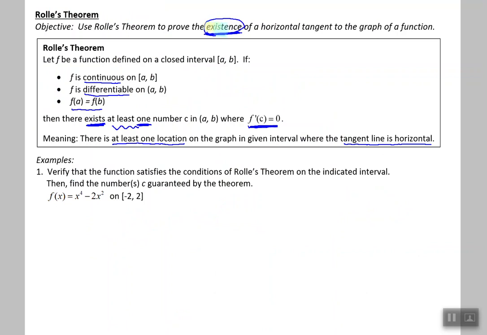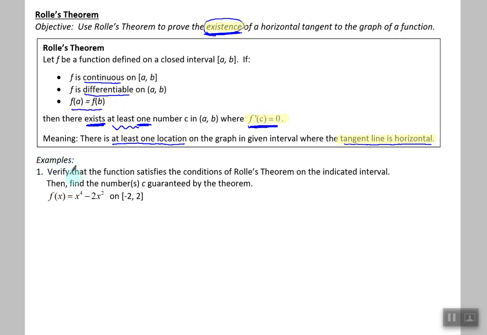Again, this is an existence theorem. It proves the existence of a location where the derivative equals 0, where a tangent line is horizontal. It doesn't necessarily tell us what that location is. It just proves that there is a place that exists that has that characteristic. Let's practice using Rolle's theorem.